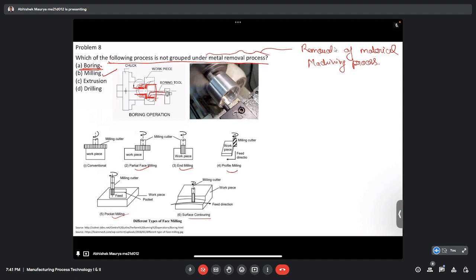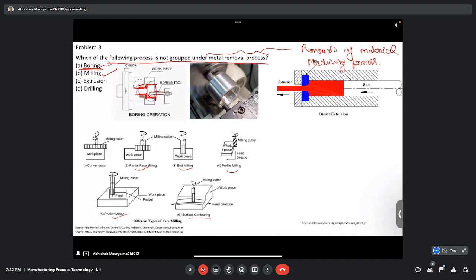So in the milling operation, we are creating some surface, which may be flat, curved, or may have some 3D contours. Any complex geometry we can make by milling. So here also material removal is involved. Now let's come to the extrusion.